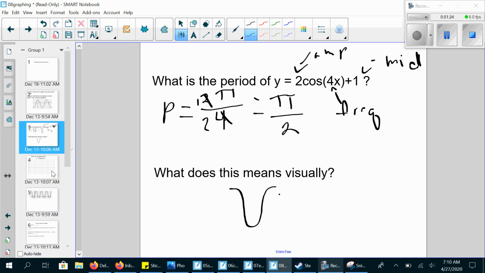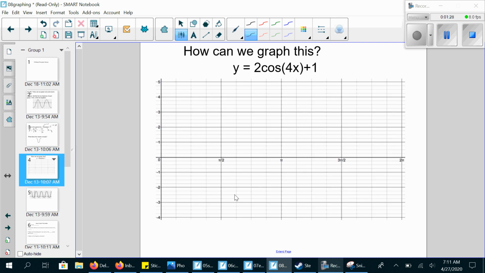So let's start to graph this by hand. And we're going to start with the midline, which is going to be at 1. So I'm just going to draw in a dotted line as the midline.